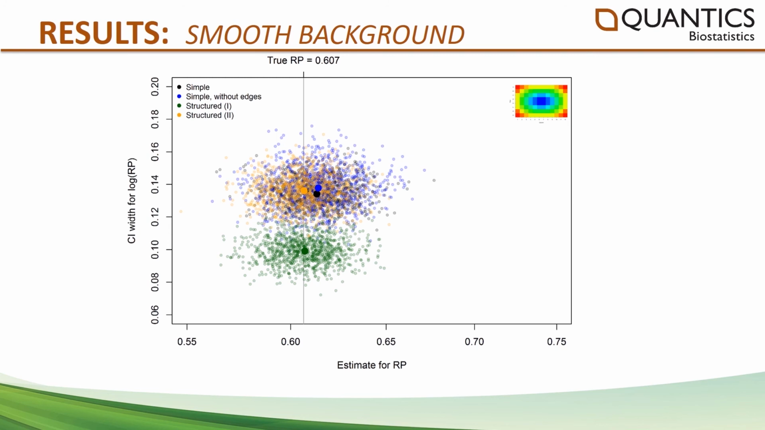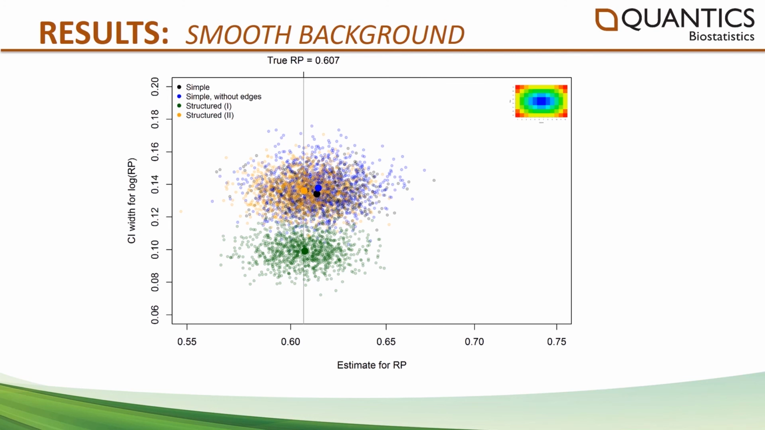Comparing the results for the two structured designs, again we see that the green dots are unbiased and relatively less variable than the yellow ones. The yellow ones again are unbiased, but they're more variable than the green ones.